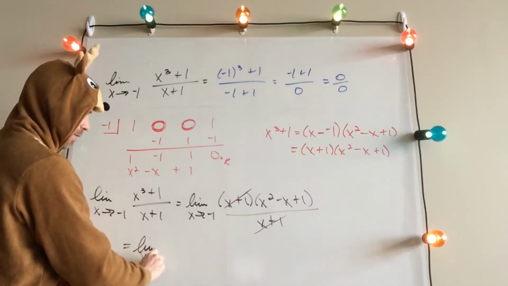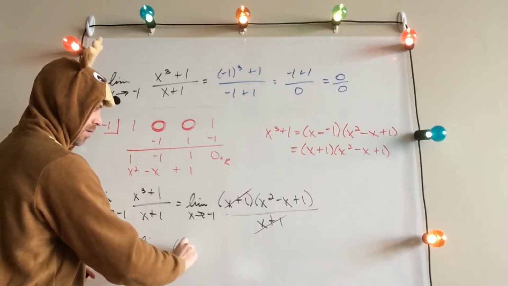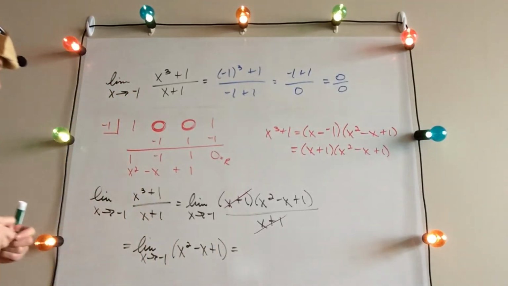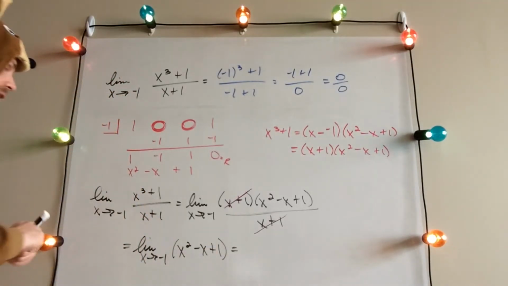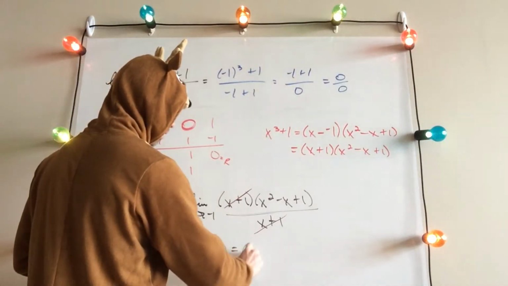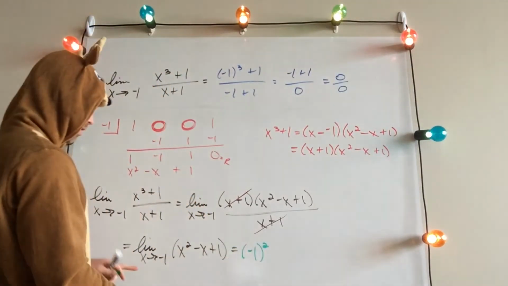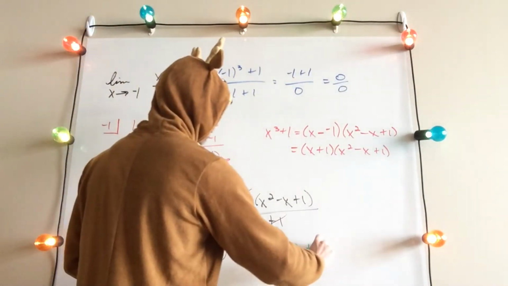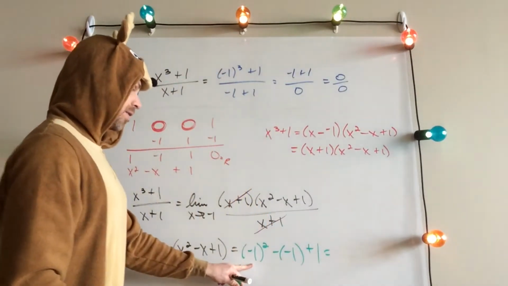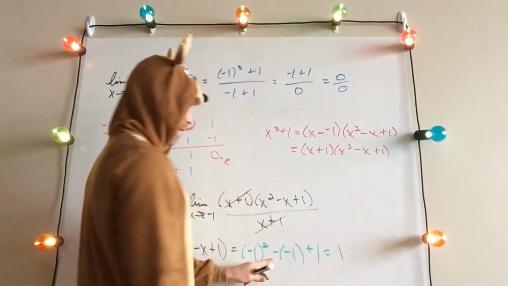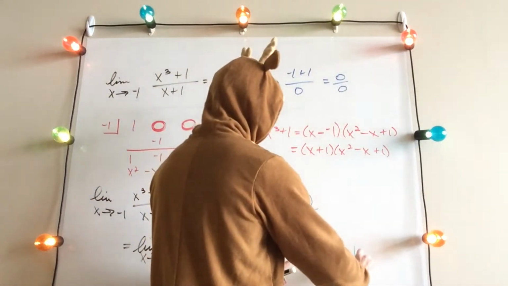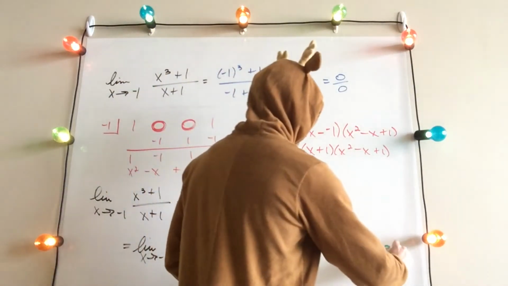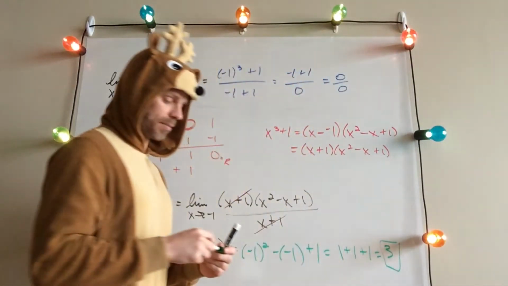Just rewrite that first before I do. All right, and now I'll go to our direct substitution, putting that negative 1 in. Negative 1 squared minus negative 1 plus 1. Negative squared becomes positive. Negative times negative becomes positive. And then plus that other 1, we get 3.